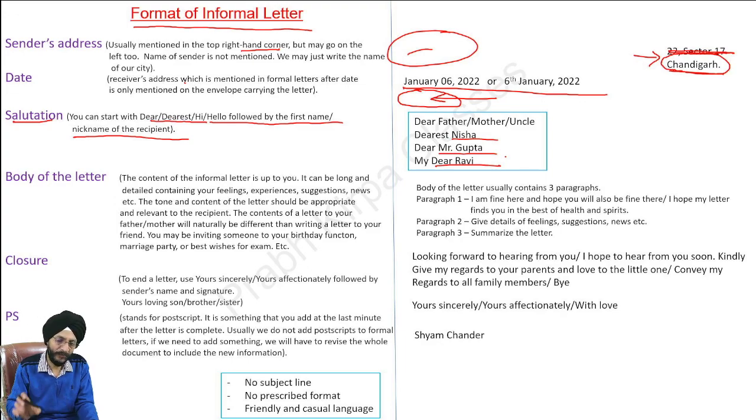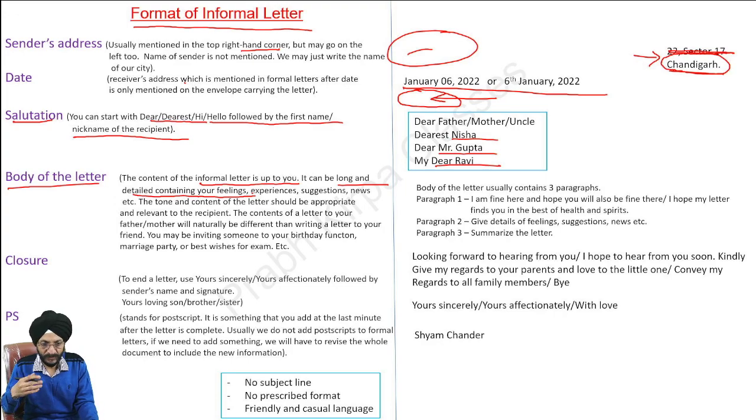That is, we are not to write the address of the recipient. In case of informal letter, the address is to be mentioned only on the envelope of the informal letter when the letter is posted. After writing the salutation, the body of the letter starts. The content of the informal letter. What is the content? It is up to you. The content can be very long.